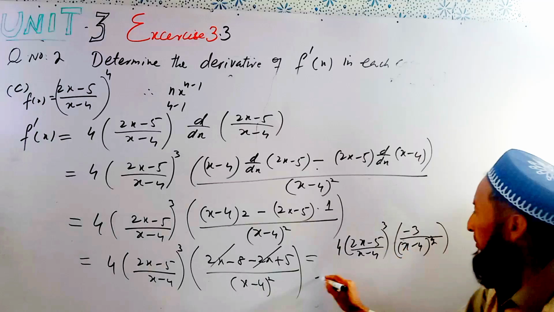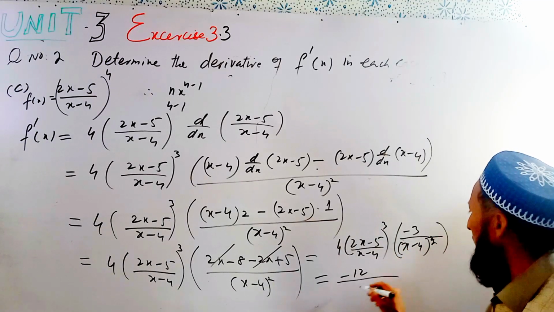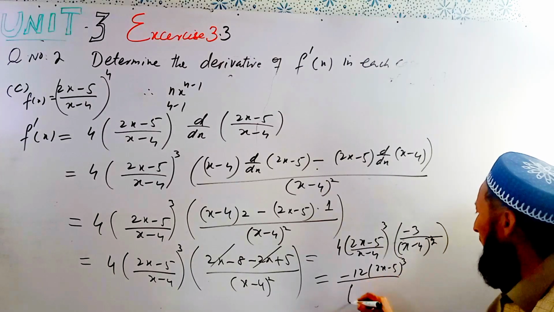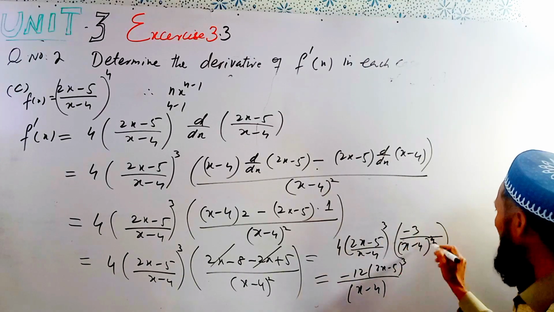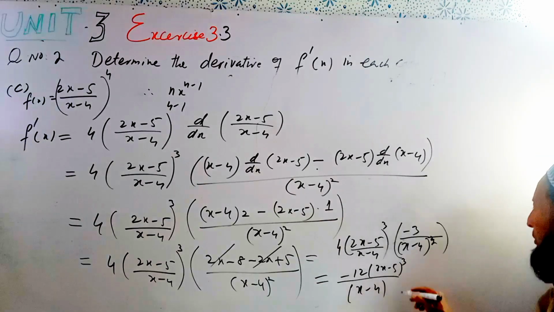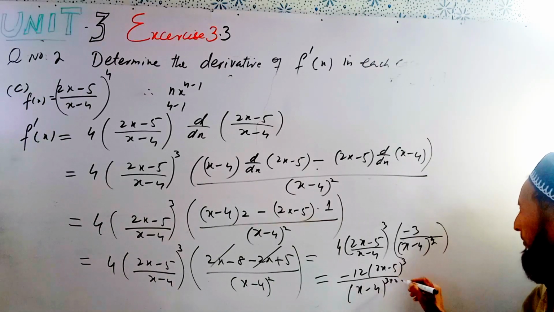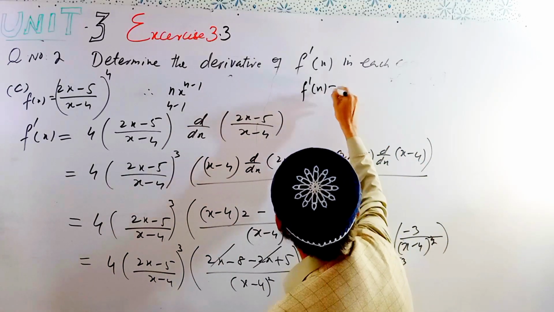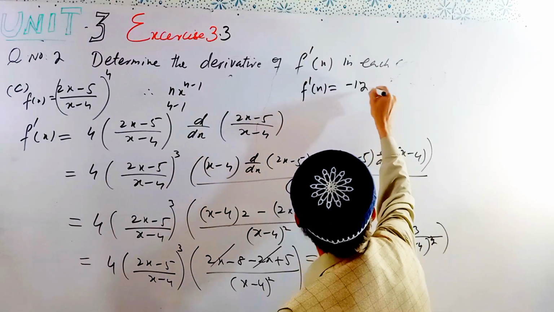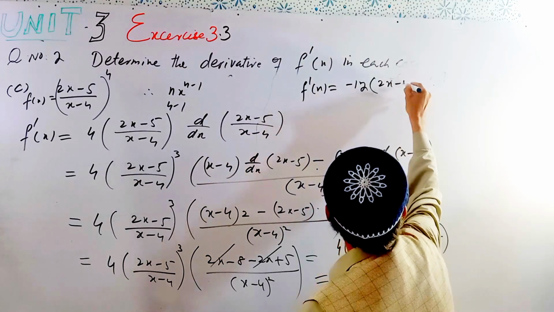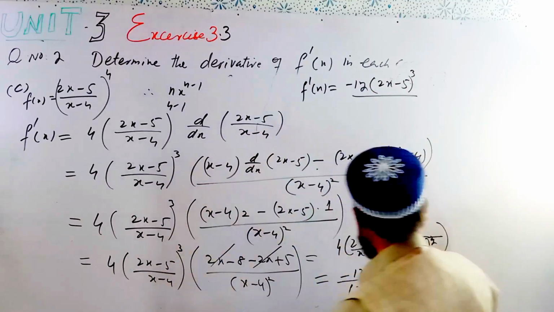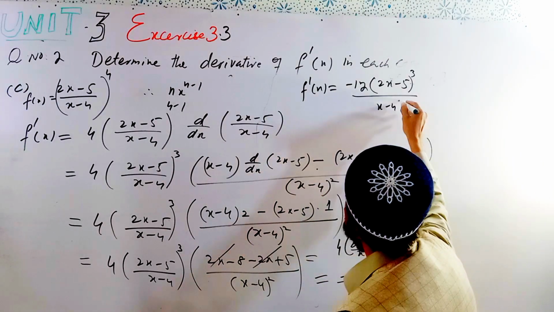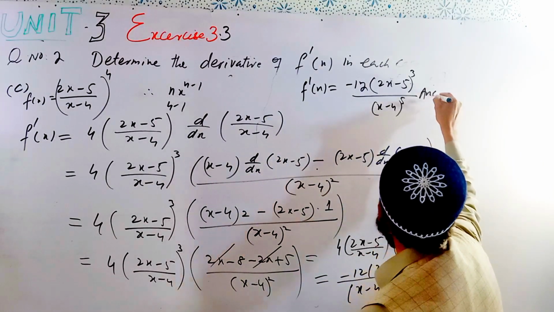Now we multiply this term, we can write −12 divided by (2x − 5) whole cube and (x − 4) cube, and this cube is 3 plus 2, we get 5. Further, we simplify this term. f'(x) is equal to −12 into (2x − 5) whole power 3 divided by (x − 4) power 5, is the required answer.